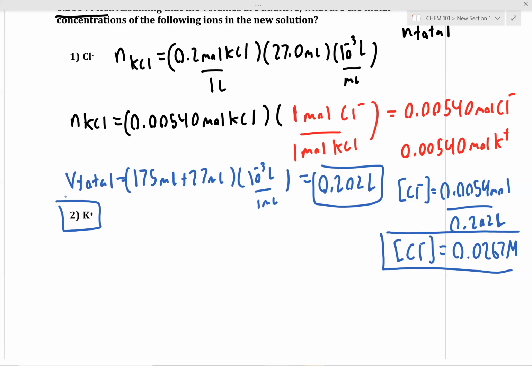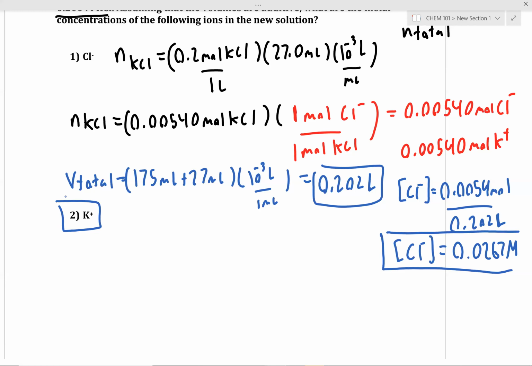But the moles of potassium phosphate is not the same as the moles of potassium. What's going on there, multiply by 3. How'd it go? Yes, that's correct. And then you add these two together. But what volume of potassium phosphate do we have? 175.